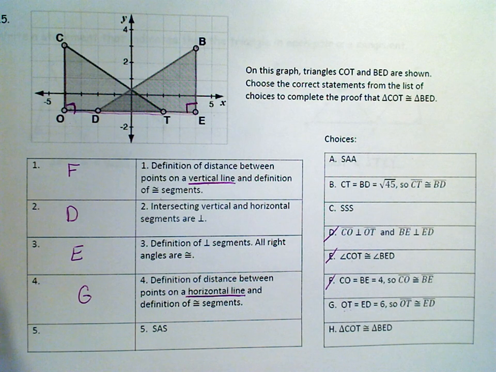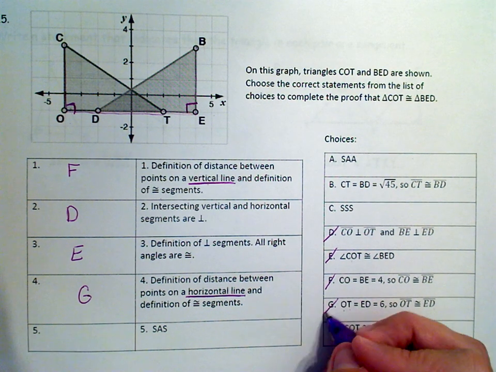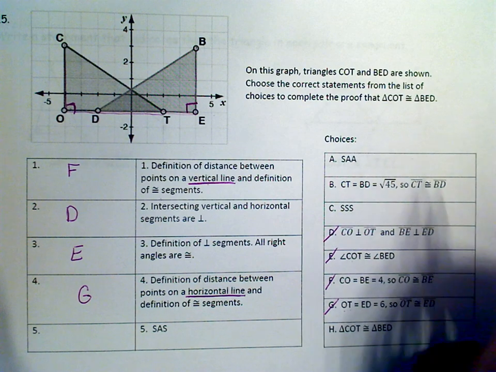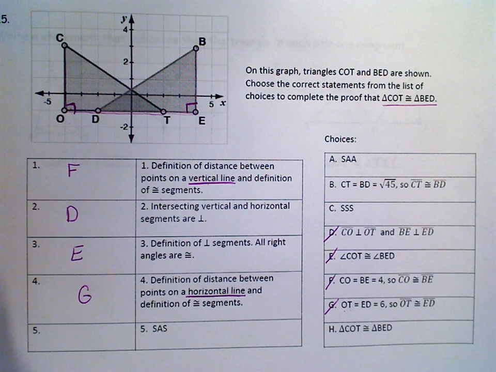And then the last thing that we're trying to prove is this right here. So remember, the last statement in your proof is always what you're asked to prove, and so that's H.